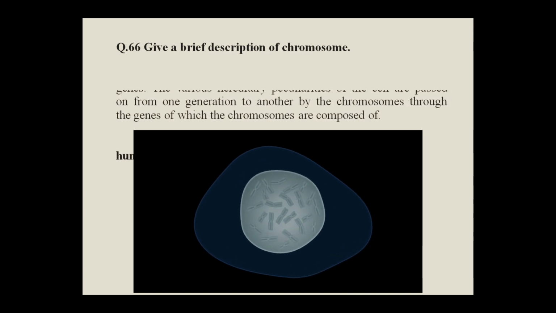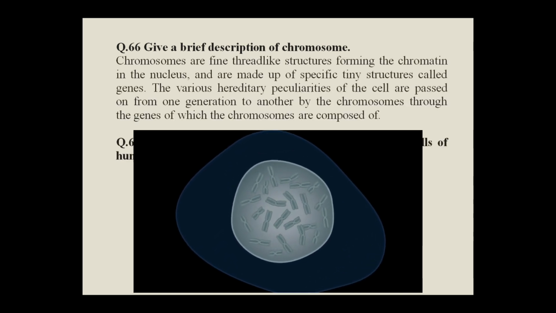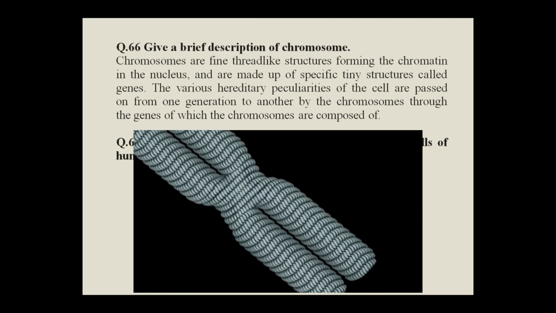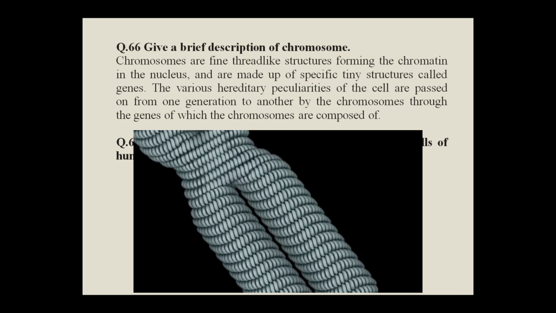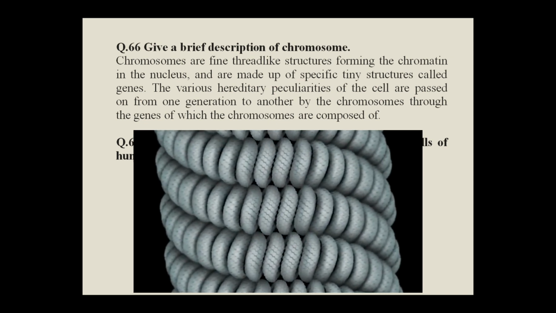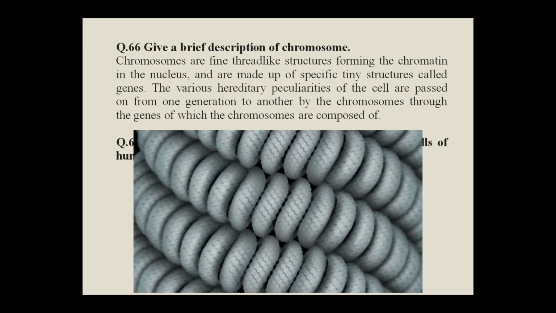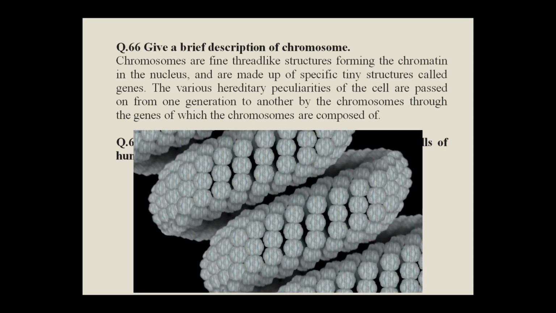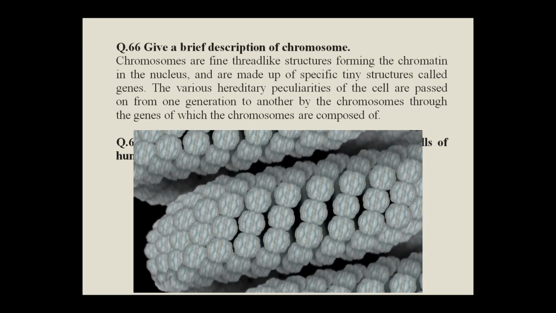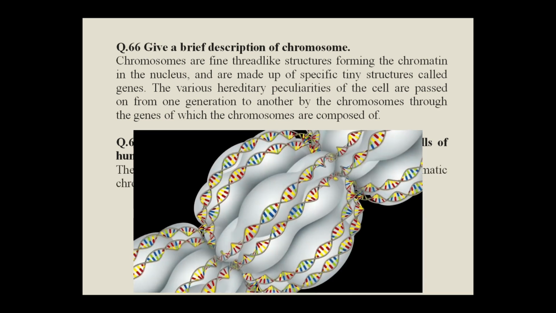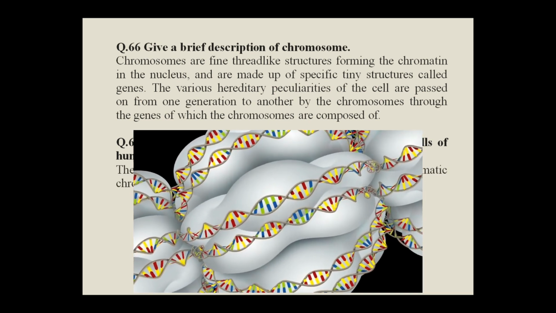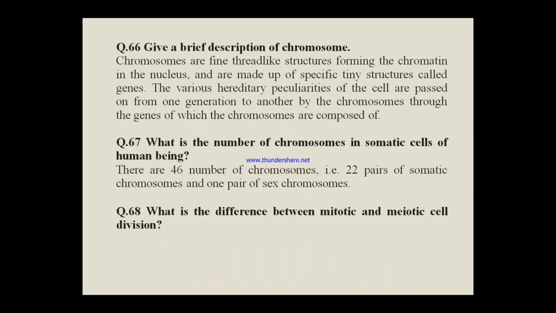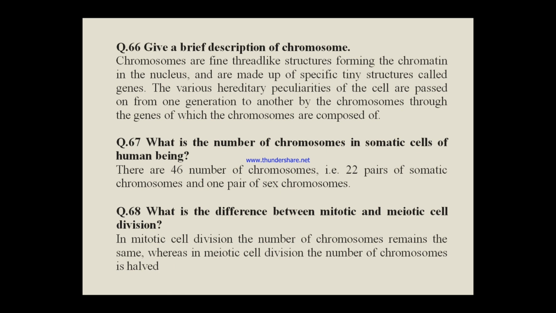Can you give a brief description of chromosomes? Chromosomes are fine thread-like structures forming the chromatin in the nucleus and are made up of specific tiny structures called genes. The various hereditary peculiarities of the cell are passed on from one generation to other by the chromosomes, through the genes of which the chromosomes are composed. Do you know what is the number of chromosomes in somatic cells of human being? There are 46 chromosomes, that is 22 pairs of somatic chromosomes and 1 pair of sex chromosomes.